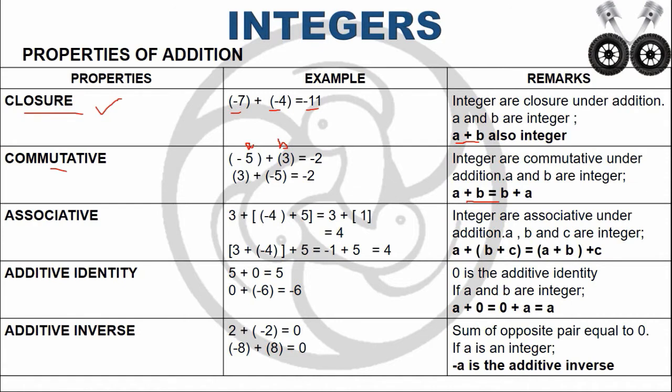These two integers have different signs. That means I have to subtract. So 5 minus 3 is 2. The biggest number is minus 5. It has the negative sign. So the answer is minus 2.